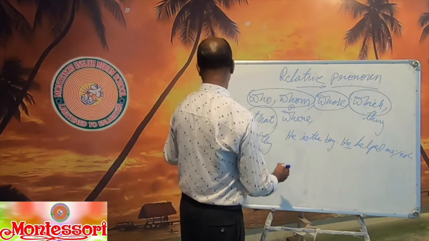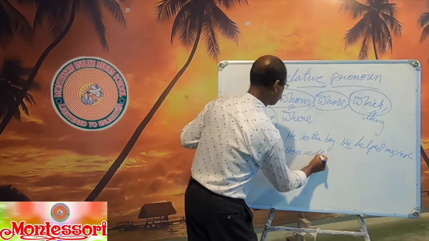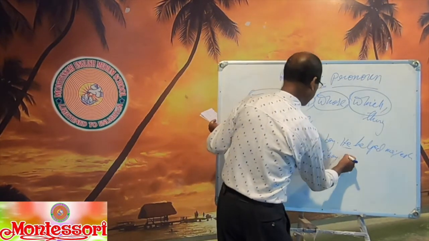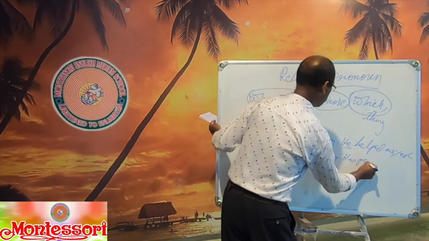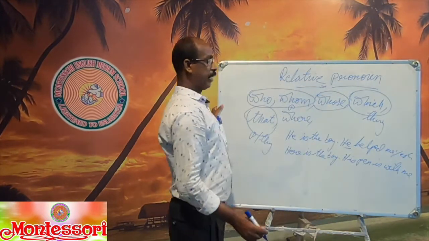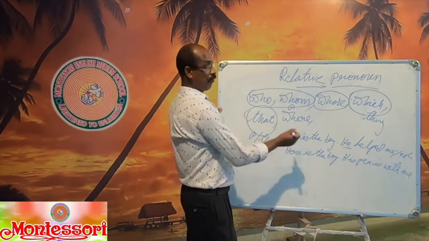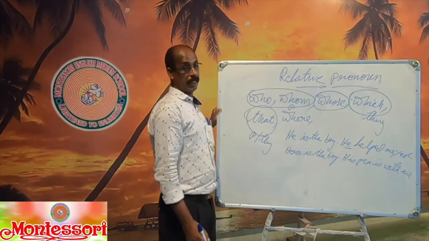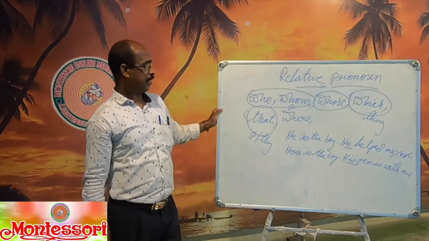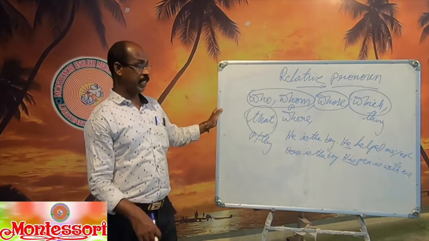Another sentence you see. Here is the boy. His pen is with me. Here is the boy whose pen is with me. Now here also two sentences are there. Here is the boy, first sentence. His pen is with me, another sentence. Which word is repeated? His is repeated. Here is the boy. The boy's pen is with me, his pen is with me.